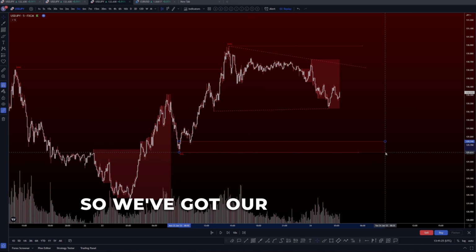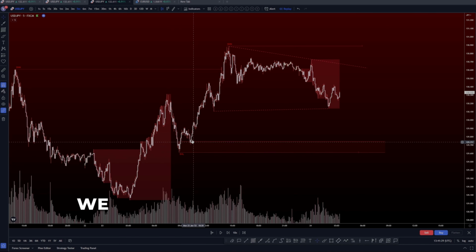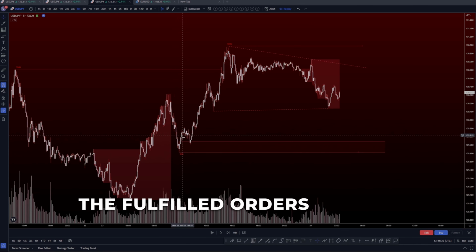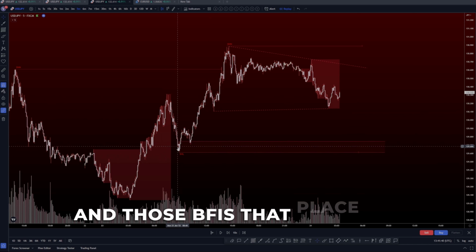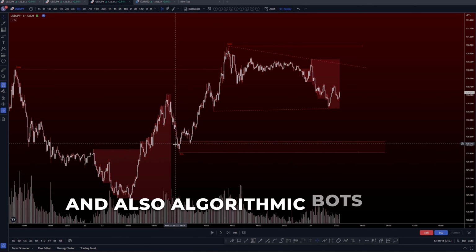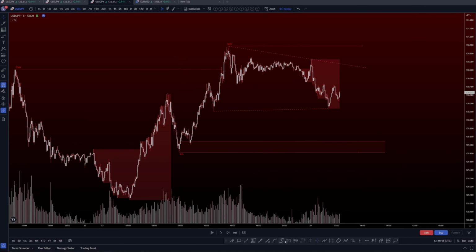So we've got our significant structure, we've got our volume, we've got our time. We know it's very likely that there is orders still unfulfilled at this area. The fulfilled orders is what caused this shift in order flow in the first place, and those BFIs that place the orders still likely have orders there. And also algorithmic bots may also target these levels as well as other BFIs.